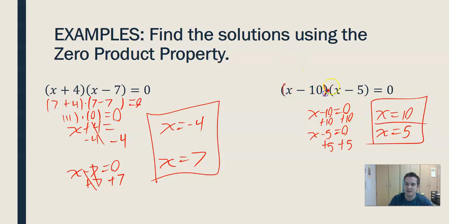I have these two factors. When they're multiplied together, one of the factors or both have to be equal to 0 in order for them multiplied together to be equal to 0. That's the zero product property.